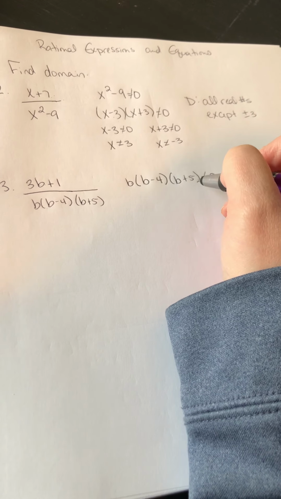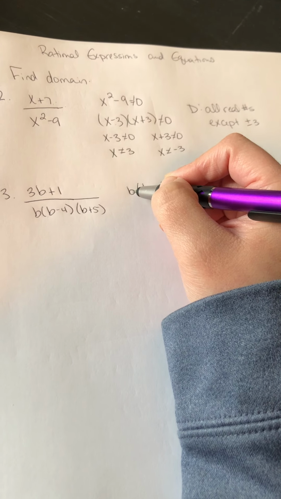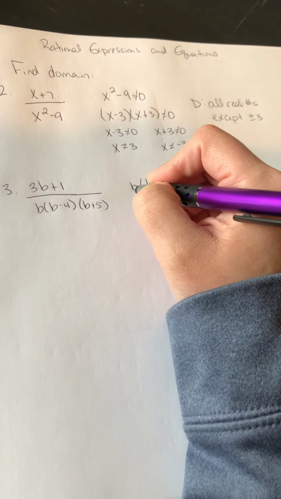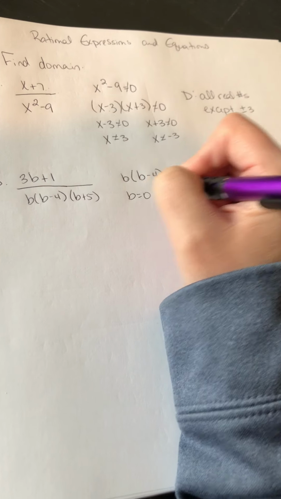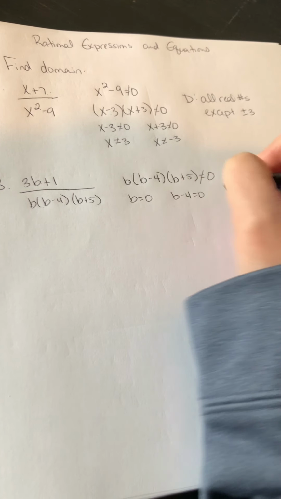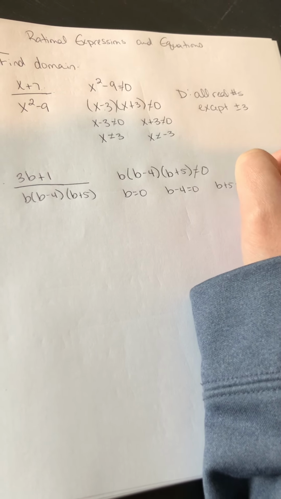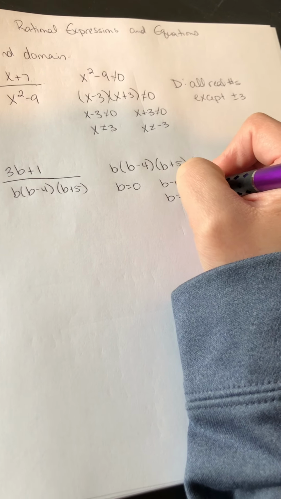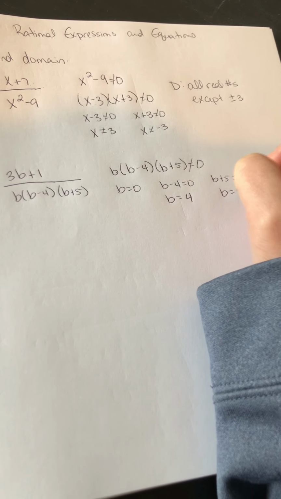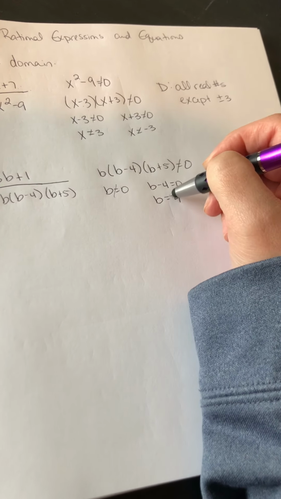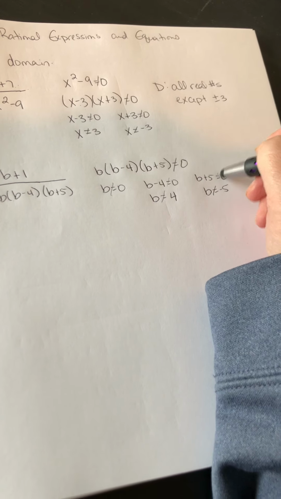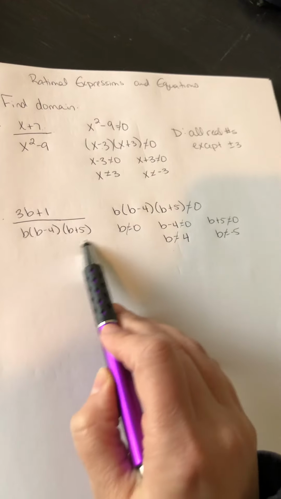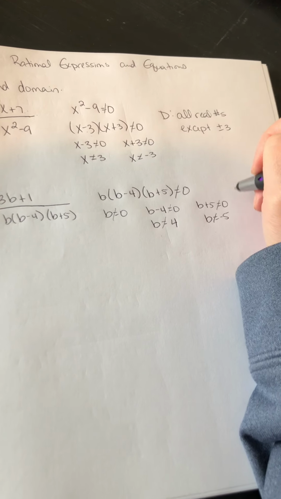Again, if you have things multiplied together to give you 0, at least one of those would have to be 0. So you'd have either b is equal to 0, b minus 4 is equal to 0, or b plus 5 would be equal to 0. So this one is done. This one we add 4 to get 4. This one we subtract 5 to get negative 5. And again, we mean that b cannot equal any of those, because if b is 0, 4, or negative 5, we get 0 in the denominator, which is not okay.